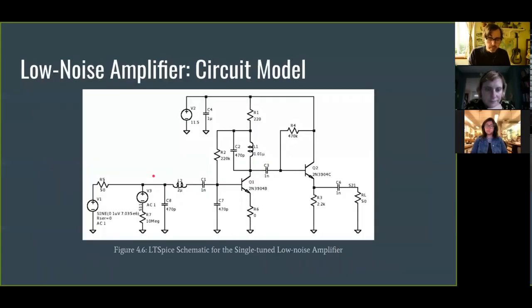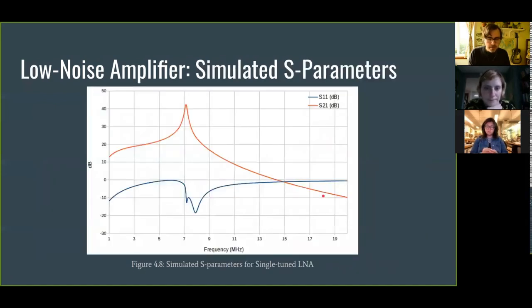Here's the schematic for the single tuned low noise amplifier. I added a second transistor to match the output stage at 50 ohms. This is how the simulation looked. We get these S parameters. Basically, the orange line is the gain of the amplifier, so how much gain are you getting between the input and the output, while S11 is the amount of signal that actually gets reflected out of the amplifier. So in the blue section, the more negative, the better, and in the orange, the more positive, the better.